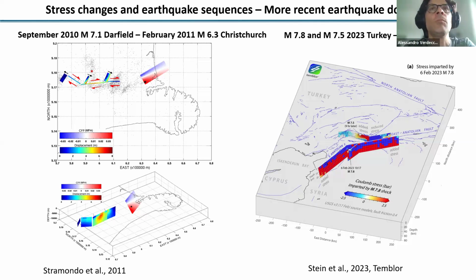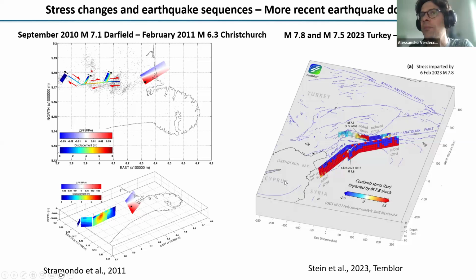Some more recent events are, as I mentioned before, the Darfield earthquake and the Christchurch earthquake, the 7.1 in September 2010 in New Zealand that was followed by the February 2011 Christchurch earthquake. This is basically the slip model of the first earthquake used to model the Coulomb stress changes on the location of the second earthquake, and you see the increasing Coulomb stress right where the hypocenter of the earthquake is located.